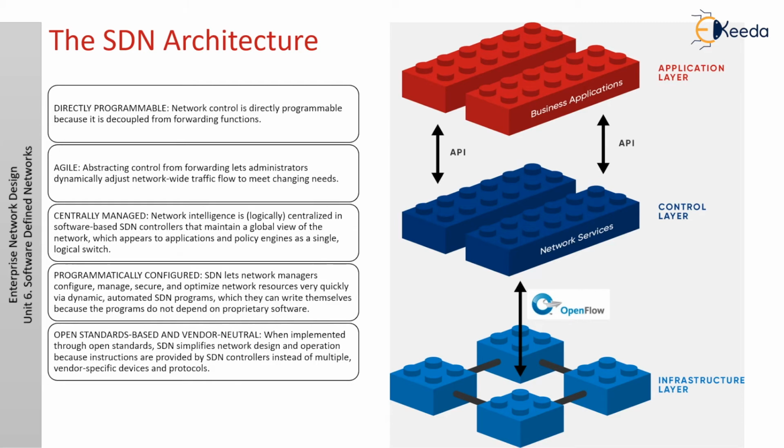So first thing is network programmability or directly programmable. Okay, so it is directly programmable. Network control is directly programmable because it is decoupled from a forwarding function. So this is also coming under the same window. SDN lets network managers configure, manage, secure, and optimize network resources very quickly via dynamic automated SDN programs, which they can write themselves because the programs do not depend on proprietary software.